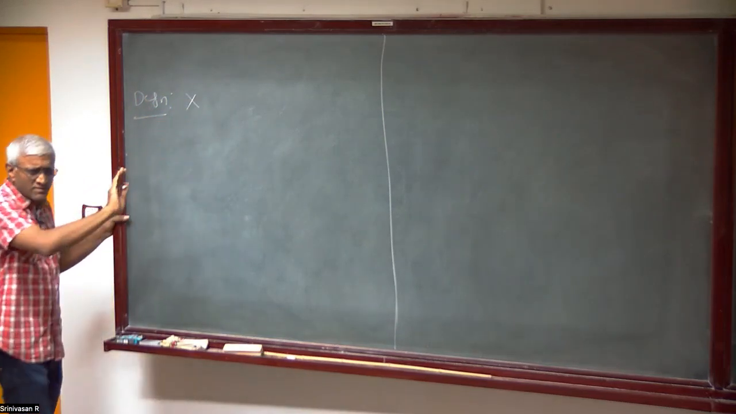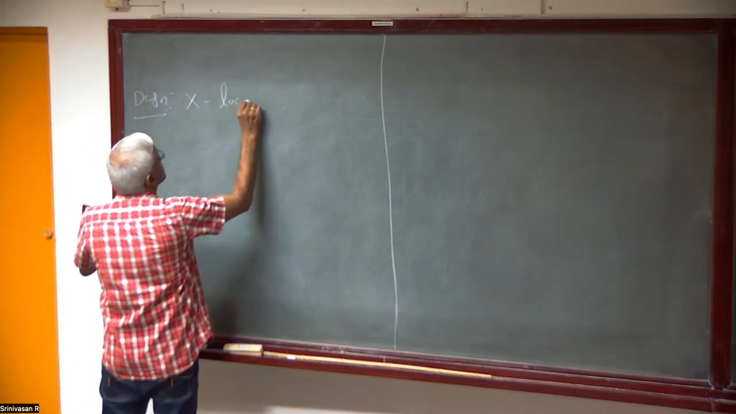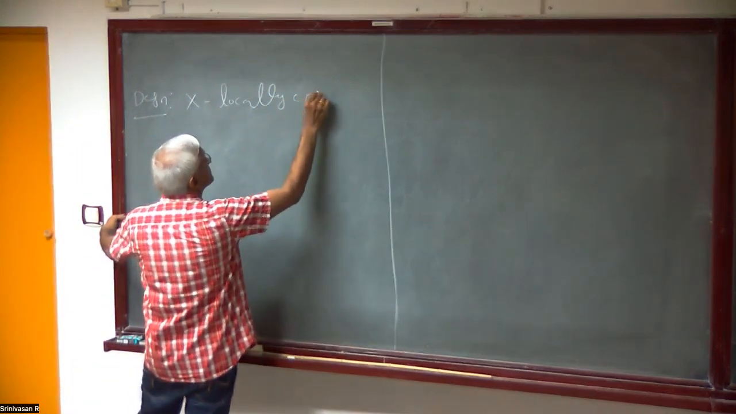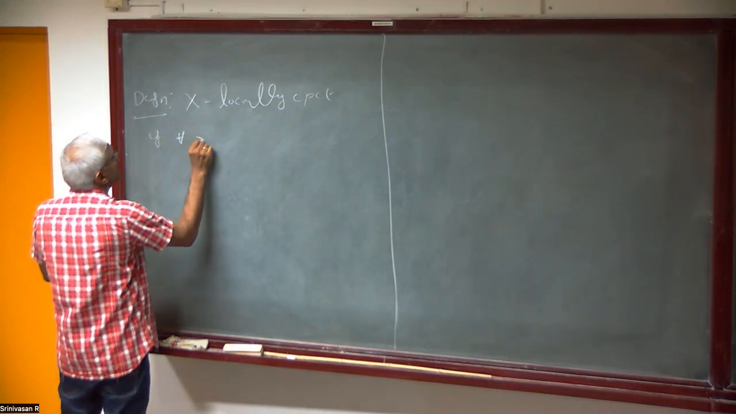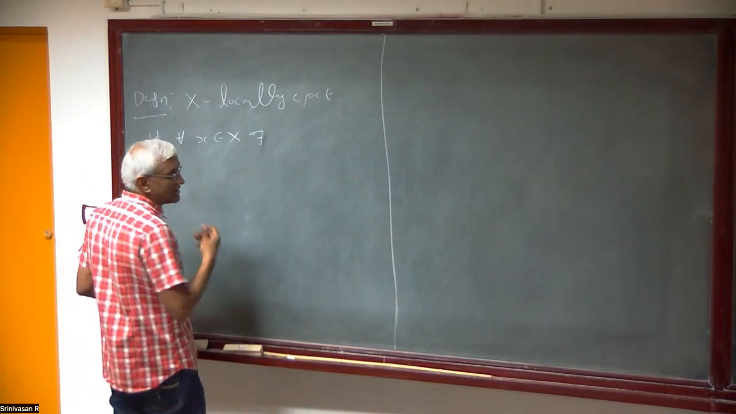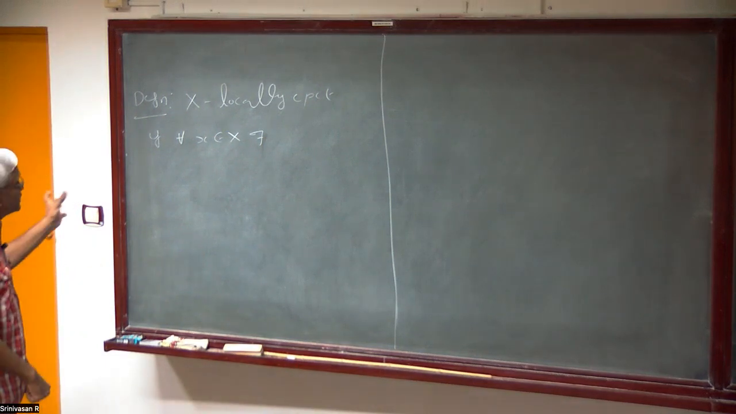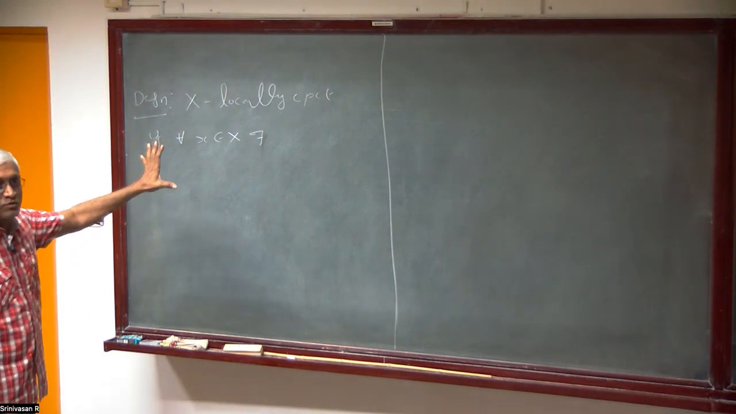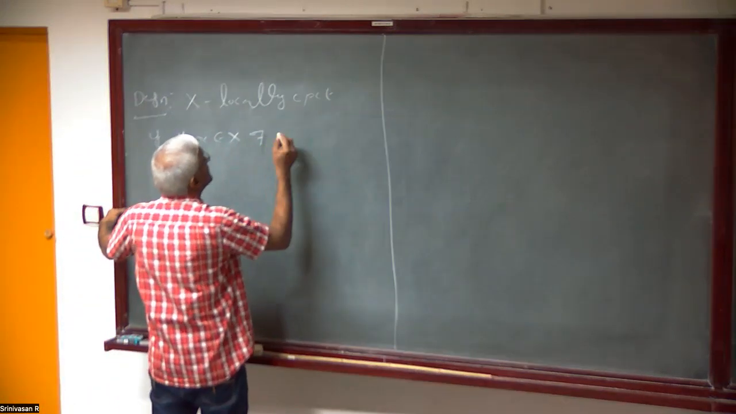X is, you can assume it's a metric space, but a topological space is fine. It is said to be locally compact if for all x in X, there exists a neighborhood. It just says that for any x, you have a compact neighborhood. So there exists an open ball around x whose closure is compact. You can state it in this way also.